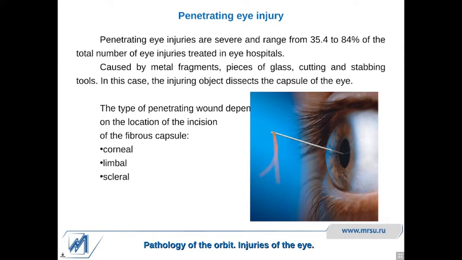Penetrating eye injury means that there is a dissection in all layers of the eyeball. The type of penetrating wounds depends on the location of the incision of the fibrous capsule. They can be corneal, limbal, scleral, and mixed, for example corneoscleral.